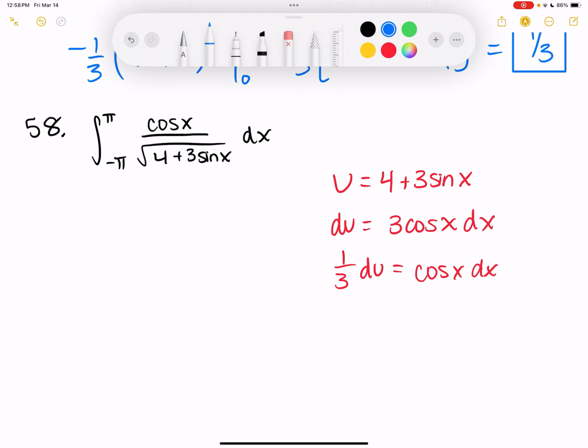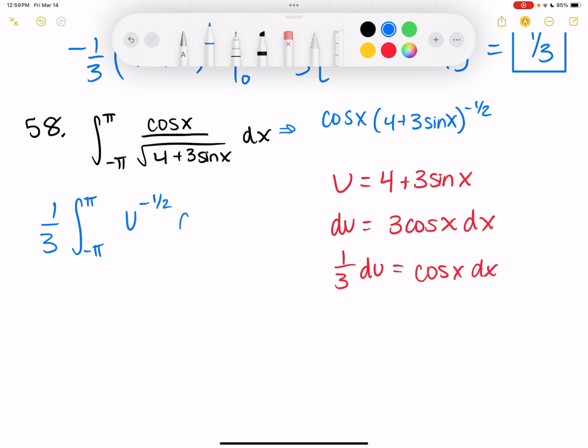So I have outside 1/3, the integral from negative pi to pi of, I'm going to rewrite this as the cosine of x times 4 plus 3 sine of x to the negative 1/2. I'm going to write it as u to the negative 1/2. Don't forget the dx. Well, I am. I was just rewriting this part, not the whole thing, because I didn't write the integral. So this will be u to the negative 1/2 du.